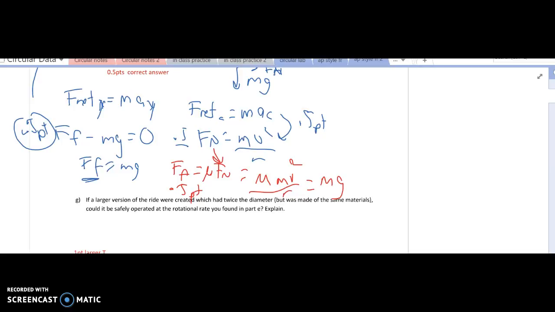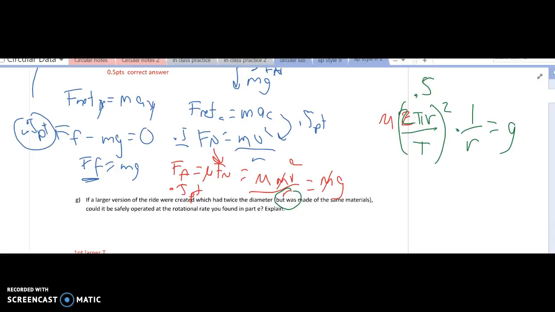From here, now I could cancel out the mass, and then I plug in my last equation, which is going to be v. So I know mu times v, which is 2 pi r over the period, and that all has to be squared. And then I also divide by r, so I can say that's times 1 over r, and that equals g. Doing a little bit of algebra there. I also got another 0.5 points right there for subbing in my new equation for v.